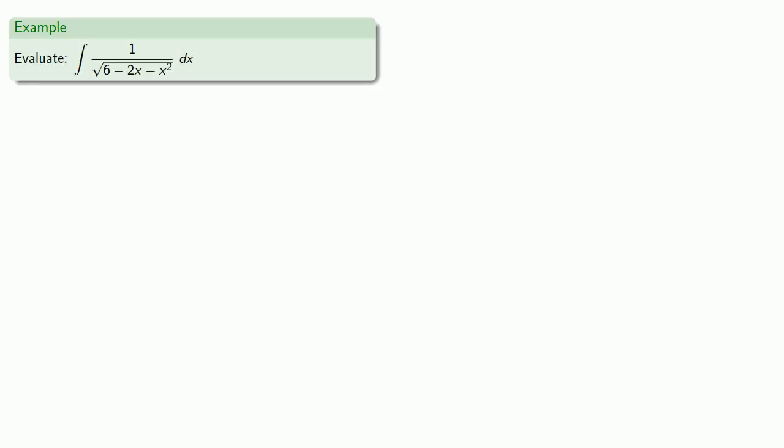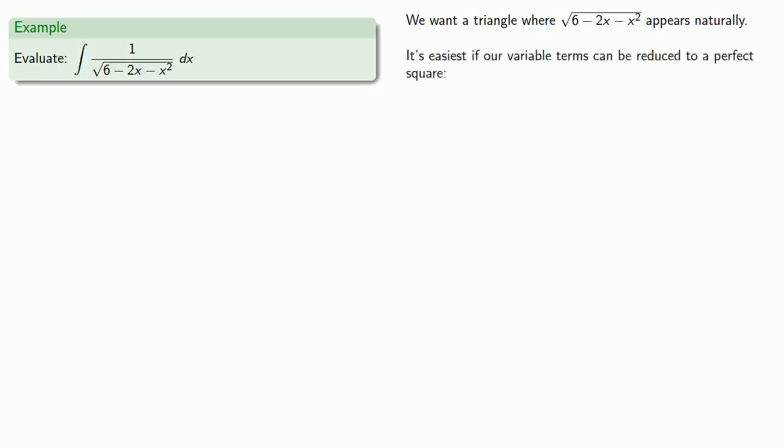Sometimes we have to do a little bit more work. Here we want to find the integral of 1 over square root 6 minus 2x minus x squared. And again, we're looking for a triangle where square root 6 minus 2x minus x squared appears naturally. Since our Pythagorean relationship is expressed in terms of squares, it's easiest if our variable terms can be reduced to a perfect square. So let's do that.